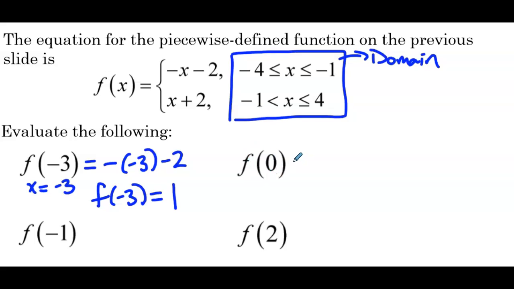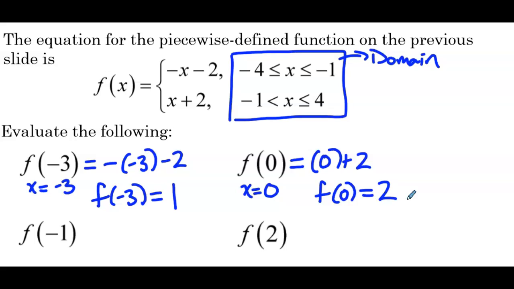So if we look at our next example, f of 0, so that's saying x equals 0, what's the output? So 0 falls into the bottom domain. Negative 1 is less than 0, which is less than or equal to 4. So that means we're going to input 0 into this piece of the function, into x plus 2. So we're going to substitute 0 in for x. So we have f of 0 equals 0 plus 2. So simplifying, f of 0 equals 2.